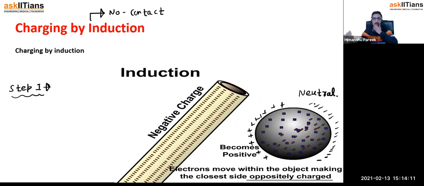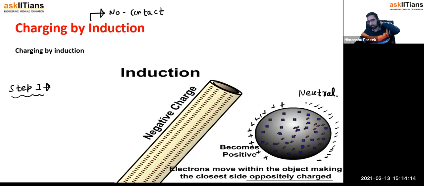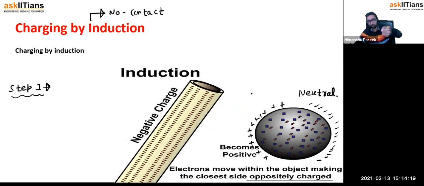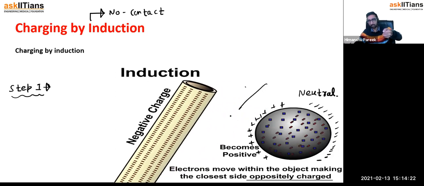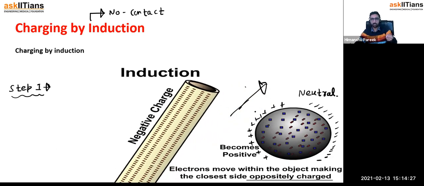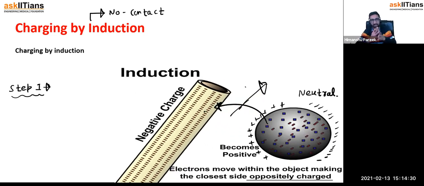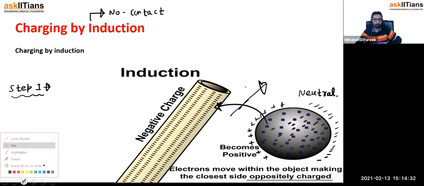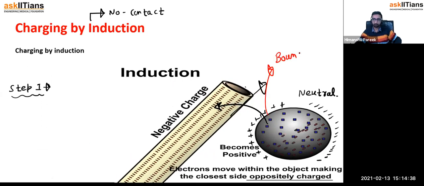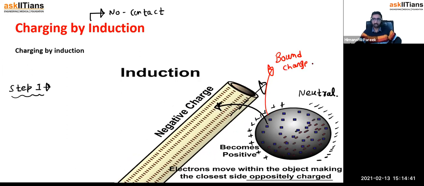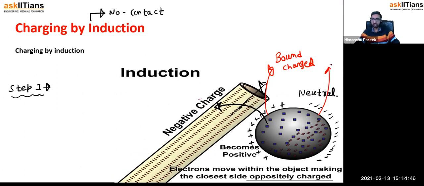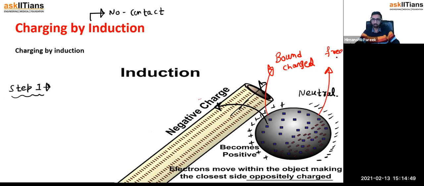So now basically, guys, this side has become positively charged and this side has become negatively charged. Now if you keep that negatively charged rod at this location for some time, those positive charges will not be able to go anywhere else because they are under the influence of the negative charges. They cannot escape now. So what do we call them? These are known as bound charges. They cannot go anywhere now. They have been bound with this negatively charged rod. And these other charges can go anywhere, so they are called free charges.